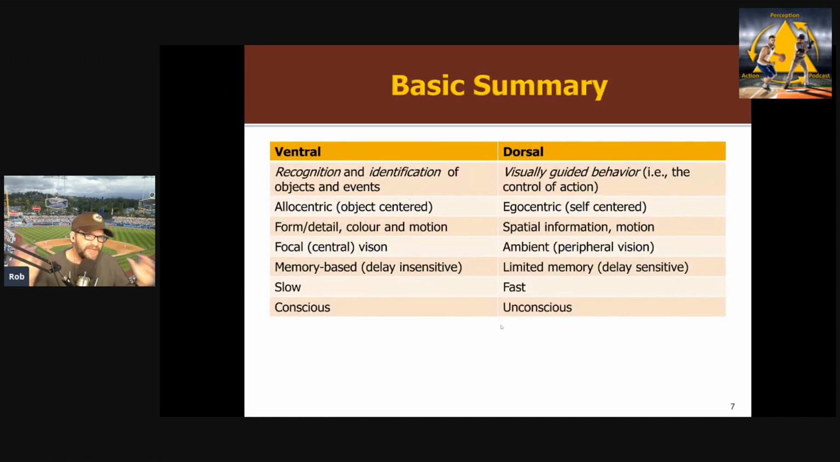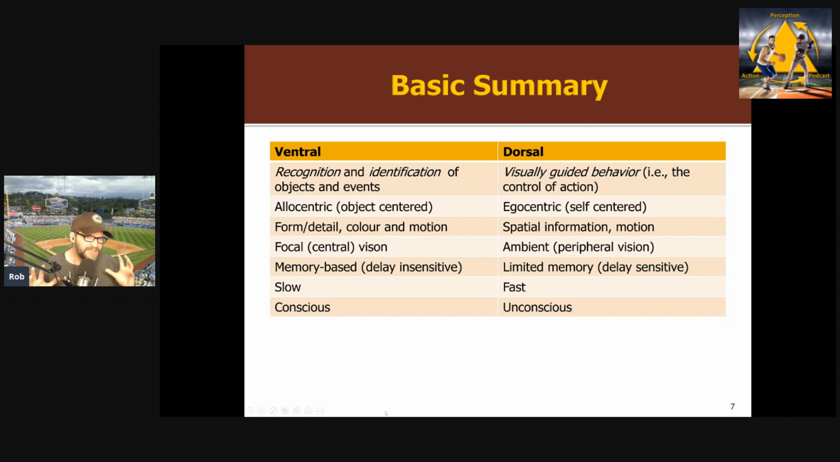So the basic summary, this very oversimplified summary of what's going on in these two streams, in kind of an extension of Goodale and Milner's model, is that the ventral stream's function is recognizing and identifying objects and events, okay? It involves perception in an allocentric frame, which means it involves the perception of objects relative to the position of other objects, like on a map, right? My cup is beside my keyboard, right? Object reference, right? My keyboard is in front of my monitor, right? The ventral system is all about form and detail, seeing in high resolution. It has color, right? I shouldn't say motion there. Sorry, I added that, I shouldn't say motion.